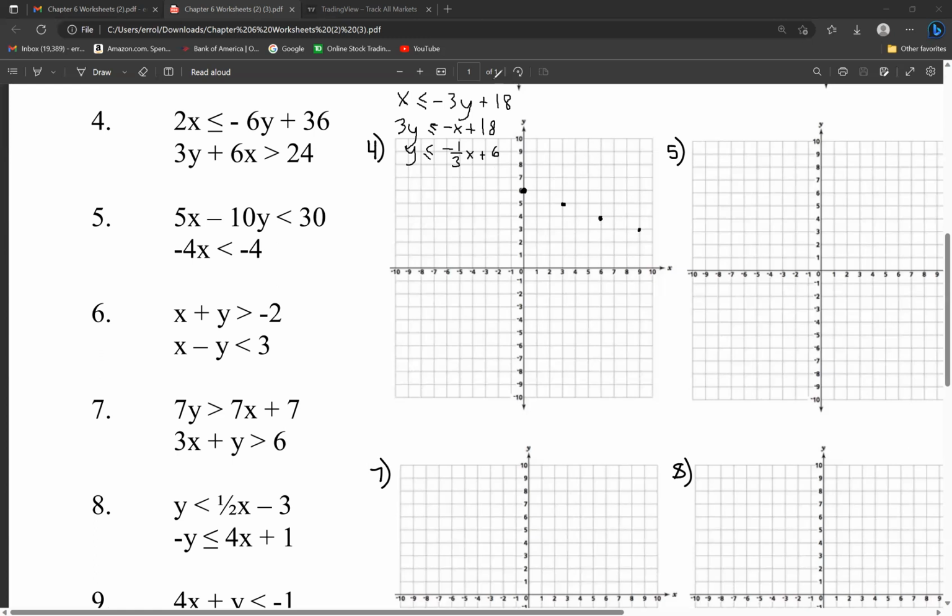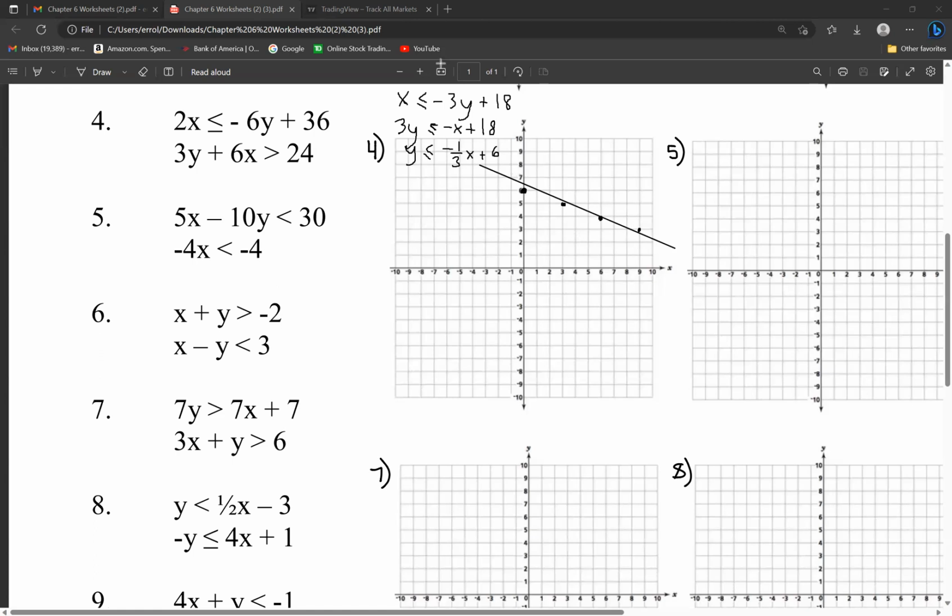All right, there's the first line. Let's draw that. All right, that's the first line. Above or below that line? Below. Yes, and it includes that line too, right?